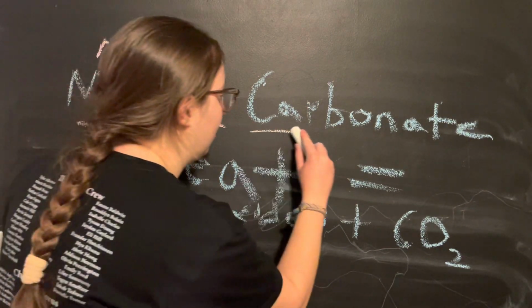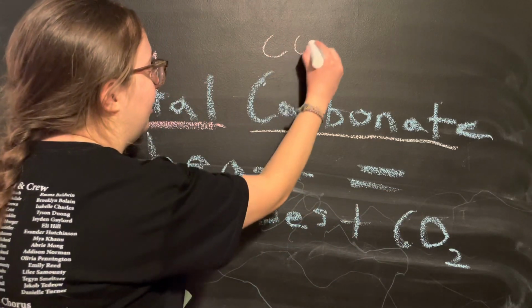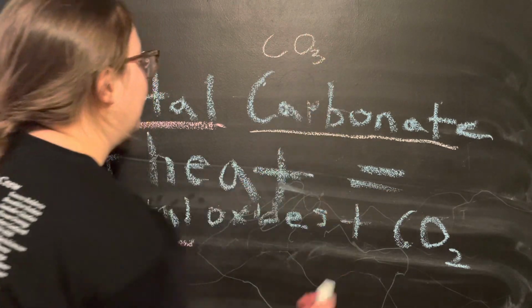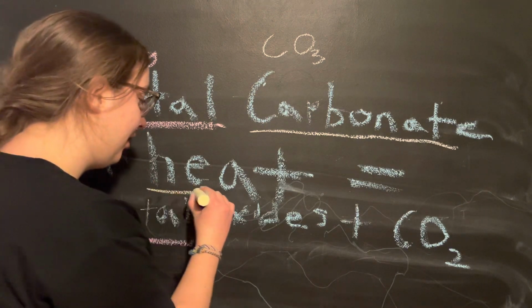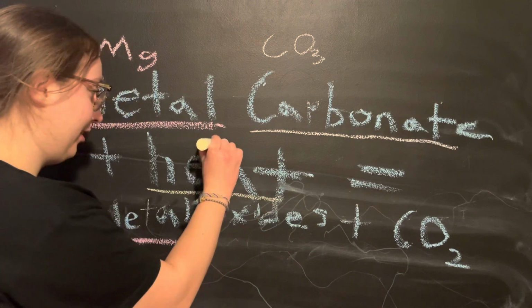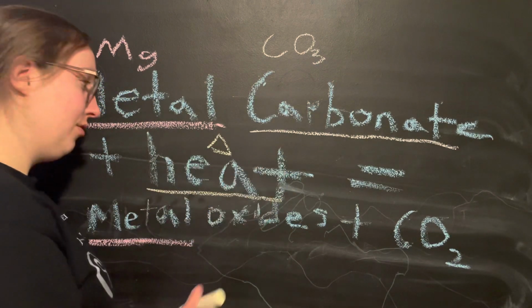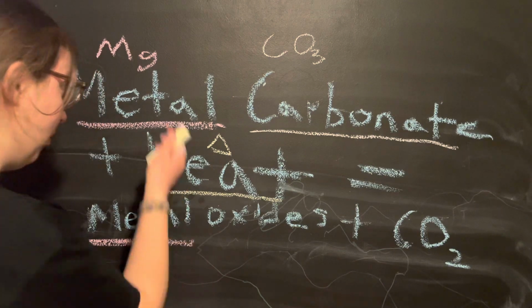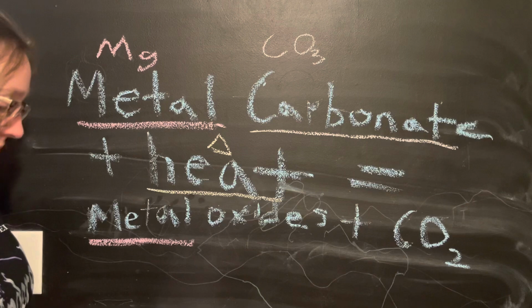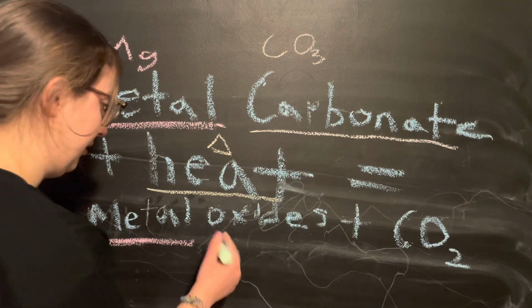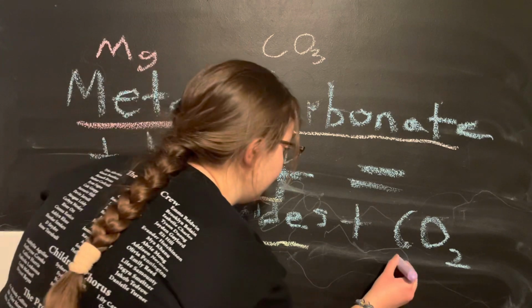You notice our carbonate, which is our CO3. And then we have heat, which is applied, which is going to be your little triangle over the arrow, and it breaks into metal, just like up here, oxide plus CO2.